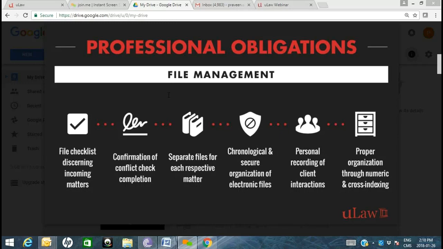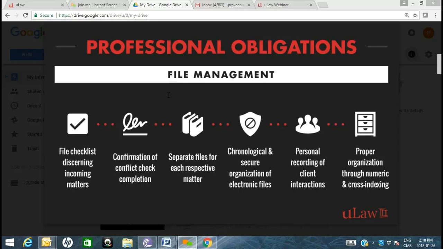One of the first things that the obligations within the practice management realm talk about is the ability to have a way of checking for incoming matters. We spoke about conflict checks, ensuring that before you create that matter, you've done conflict screening. Okay. And once you've created that file, here are some of the components of file management to keep in mind.